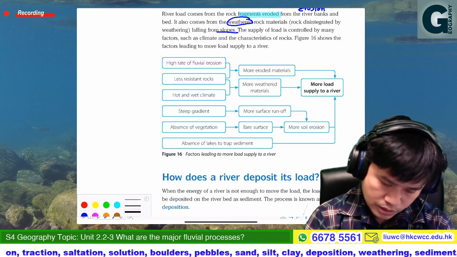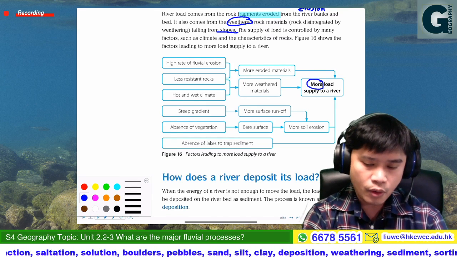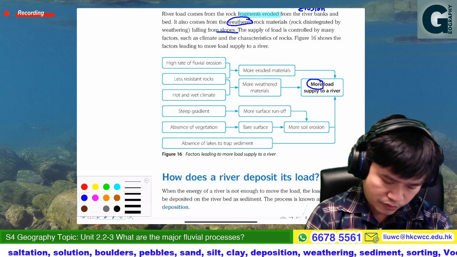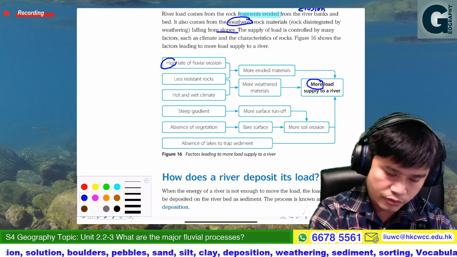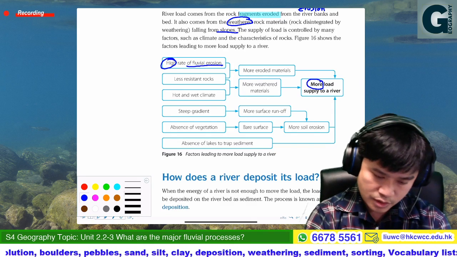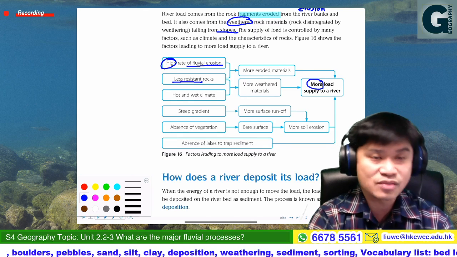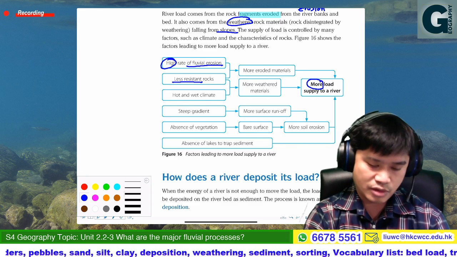So you can see what factors may lead to more load supplied to the river. It is very simple. For example, if there are high rates of fluvial erosion, therefore there is more eroded material. If the rock is less resistant, it means the rock would be easily weathered away.